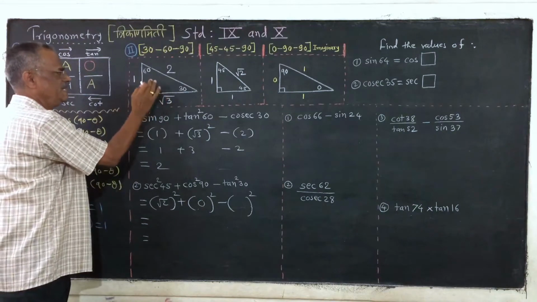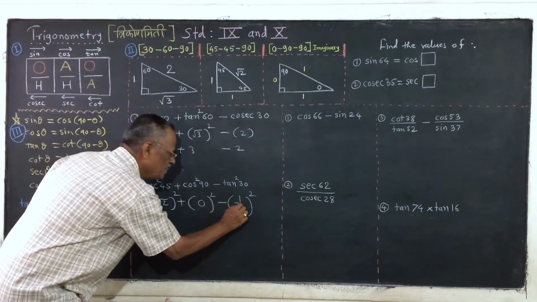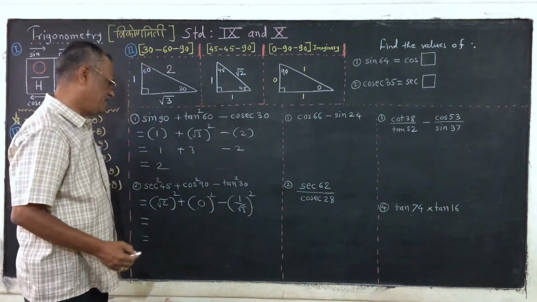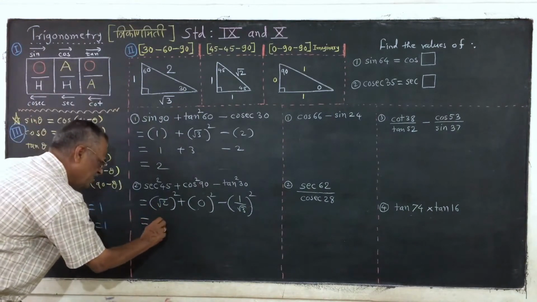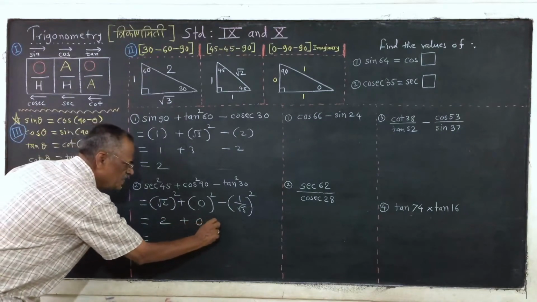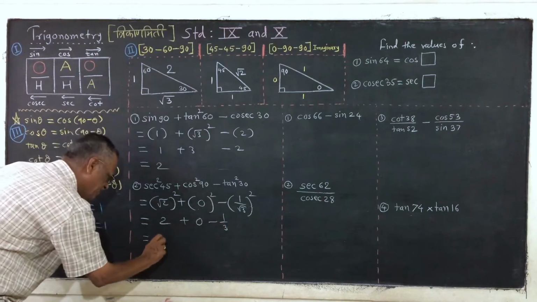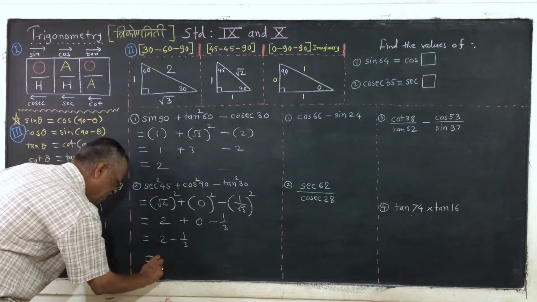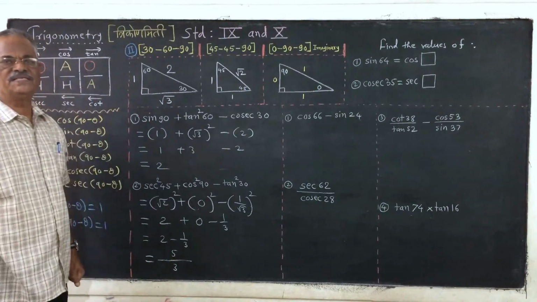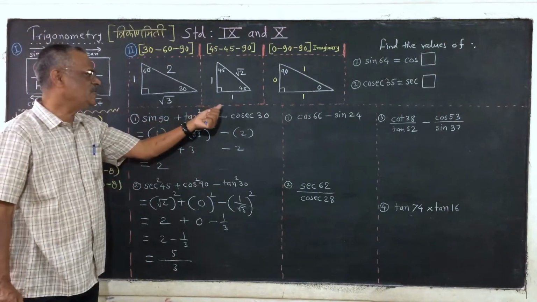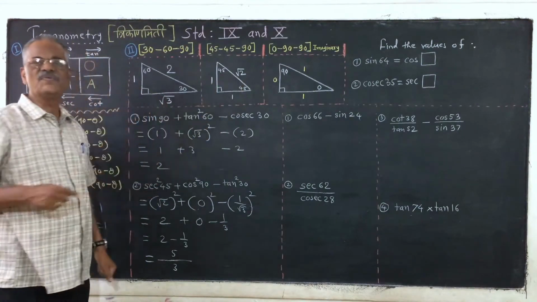You remember that tan of 30 is opposite upon adjacent, 1 upon root 3, square. So remember that square of this number is 2 plus 0 minus 1 upon 3. So you can see that 2 minus 1 upon 3. You can calculate 3 into 2 is 6, 6 minus 1, 5 upon 3. That is your final answer. तुम्ही लक्षात ठेवायचं, 0, 30, 45, 60, 90 यासाठी ही मेथड तुम्ही जरूर वापरा.